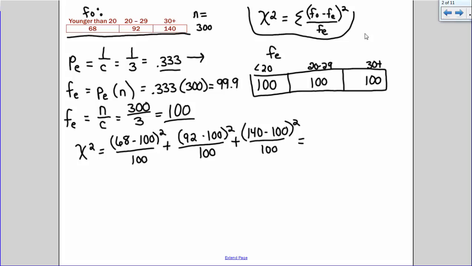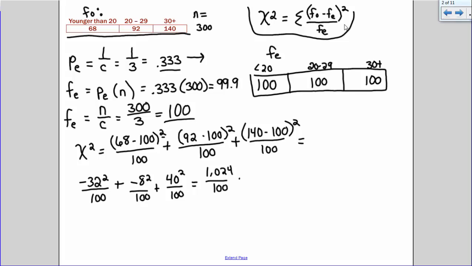So 68 minus 100 gives you negative 32. Keep your little square here. I'm just going to do one step at a time. I'm going to solve for what's in the parentheses first. 92 minus 100 gives you negative 8. And 140 minus 100 gives you 40. So negative 32 squared gives you 1,024. Negative 8 squared gives you 64. And 40 squared gives you 1,600.